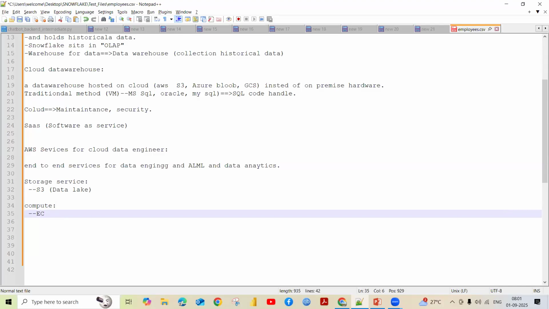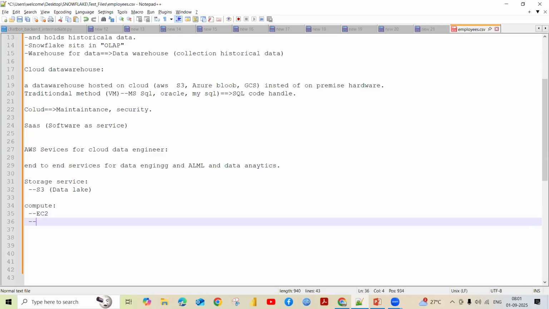Whenever you host any application, it offers temporary storage to it, and it will process all your data whenever you assign any resource to it. So this compute power is needed in every system. In Snowflake we call it virtual warehouses. In AWS we call it an EC2 instance, used to host any particular application or data engineering job. So we will learn EC2. And then we have Lambda.